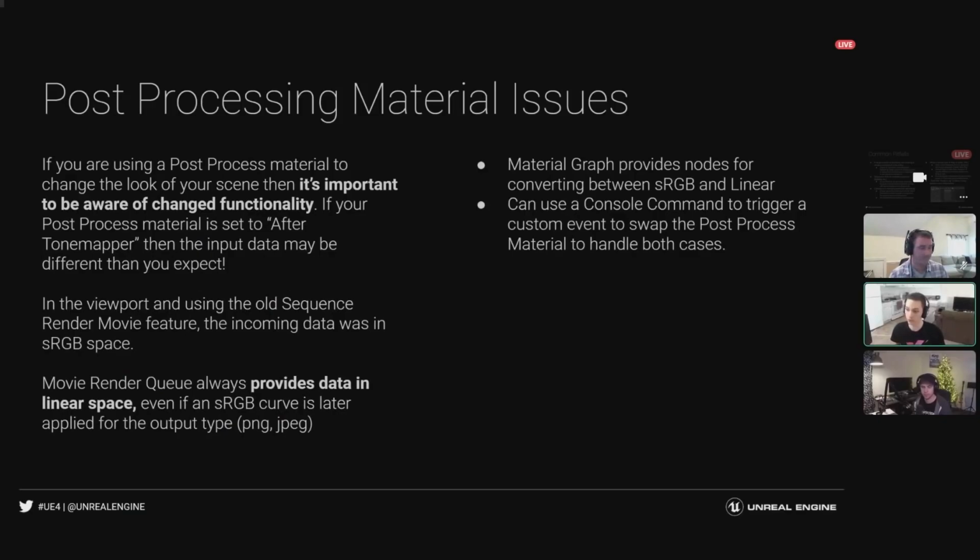If you're using post-process materials to change the look of your scene, then it's important to be aware that there's some changed functionality in the movie render queue. If your post-process material is set to the after tone mapper domain, then your input data is different than you expect. When you use the viewport in the editor, and when you use the old sequencer render, the incoming data to the post-processing material is actually already in sRGB space. But with movie render queue, the data is always going to be provided in linear space, even if we later apply an sRGB curve.